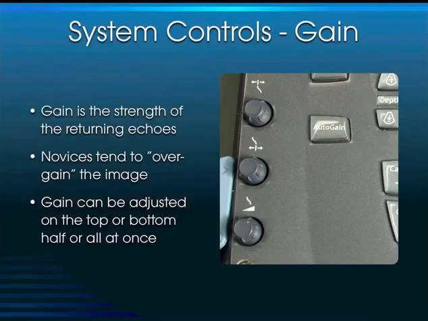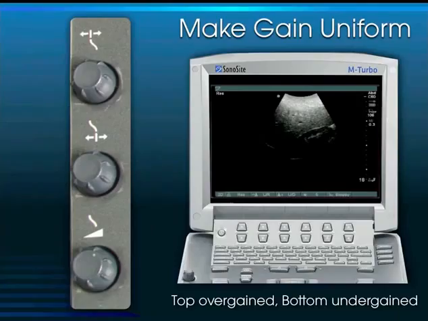And then there's the gain. The gain is control of the strength of the returning echoes. And it's common for novices to want to overgain the image, so just resist that temptation, and especially in an overly lit room. You'll want to try to reach for this gain maybe a little bit too much. This is the top half of the gain field, this is the bottom half of the gain field, and this is the overall gain. And I'll show you how these work.